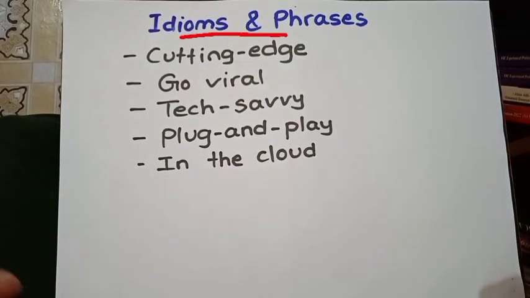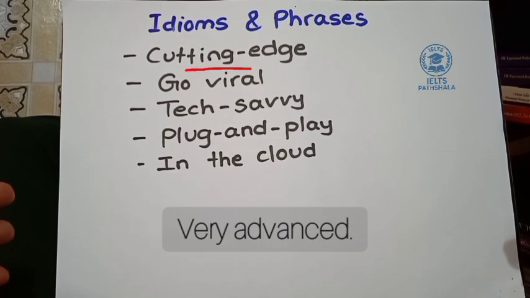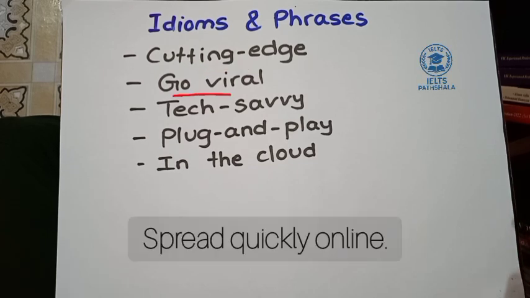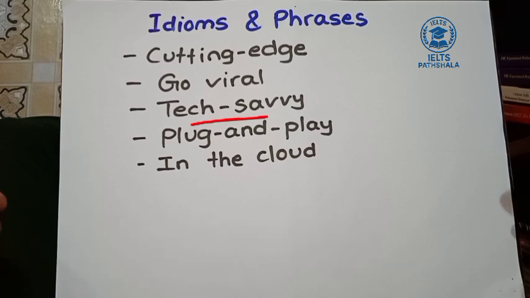Idioms make your English sound natural. Cutting edge, very advanced. Example, this lab uses cutting edge robotics. Go viral, spread quickly online. Example, the meme went viral overnight. Tech savvy, skilled with technology. Example, Gen Z is highly tech savvy.